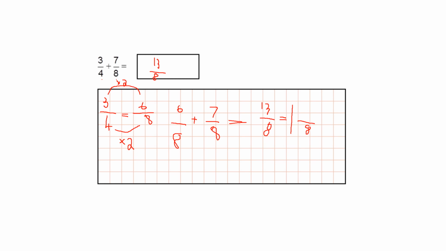So 8, 9, 10, 11, 12, 13. So I add 5 onto 8 to make 13, so 5 is my remainder. So we could have 1 and 5 eighths. It's particularly important if you get an improper fraction that when you change it to a mixed number, it doesn't make a whole. Because if you've got an improper fraction that when simplified creates a whole number, you wouldn't get the mark for leaving an improper fraction. So just be careful.